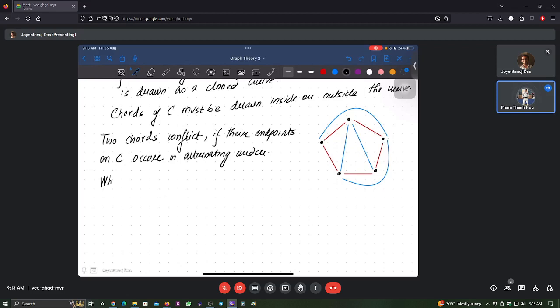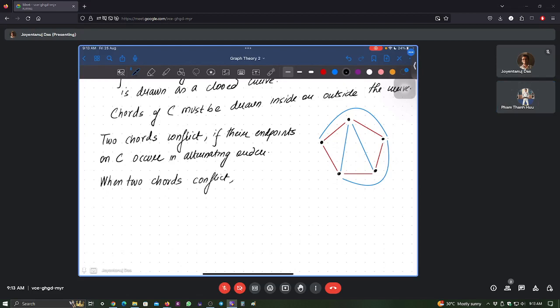And when two chords conflict, we can draw only one inside C, so inside the closed curve, and one outside C. So that is how we draw it.